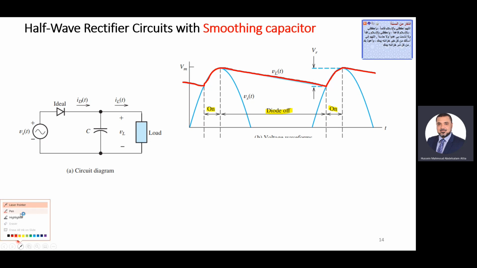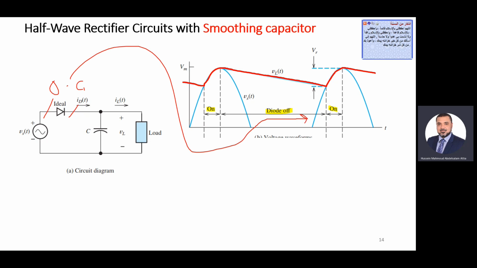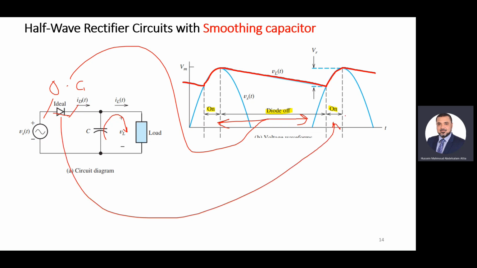The diode will be off as long as the capacitor is discharging. Diode off means there is no diode. This guy is an open circuit in this time, in all this time. Okay? In all this time the diode is an open circuit, and the energy is going from the capacitor to the load. Then the diode will be on in the next cycle. So this is the on time. As you can see, the on time is much less than the off time.